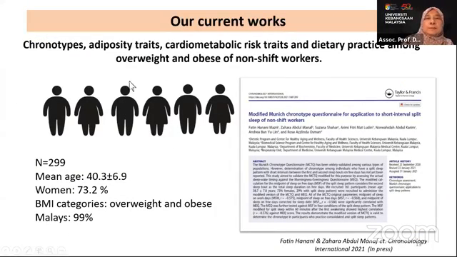So in one of our studies, we looked at chronotypes, adiposity rate, cardiometabolic risk rate, and dietary practice among overweight and obese non-shift workers. So almost 300 participants, aged around 40, and about 70% are women, and they are all overweight and obese, and 99% of them are Malays. That's why we needed to modify the chronotype questionnaire, because most of our participants practice split sleep: in the morning they wake up for prayer and then go back to sleep. So we cannot use the standard MCTQ questionnaire to estimate their chronotype.